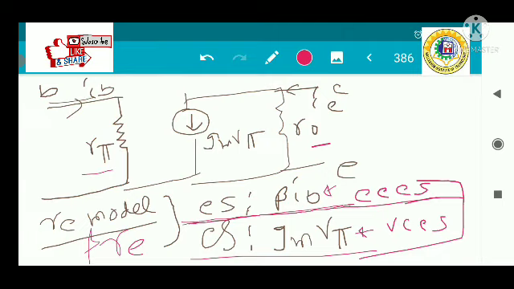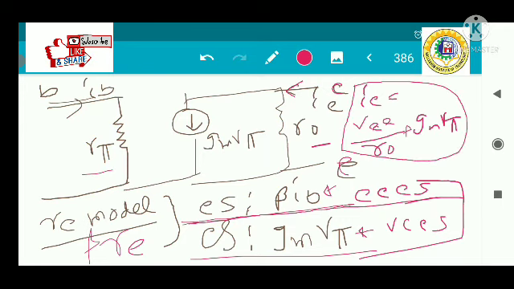And if you want to write down the equation for IC, IC is nothing but VCE, the voltage between collector and emitter, divided by R0, plus GM into V pi. This is the output current expression. With the help of this equation we will try to analyze the circuit.